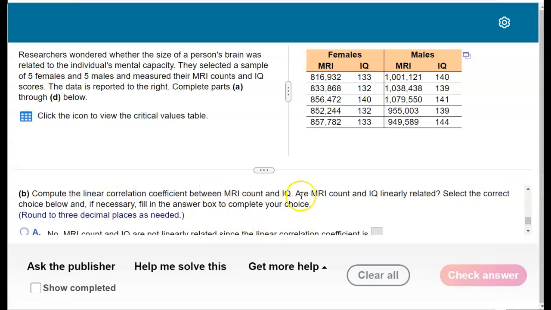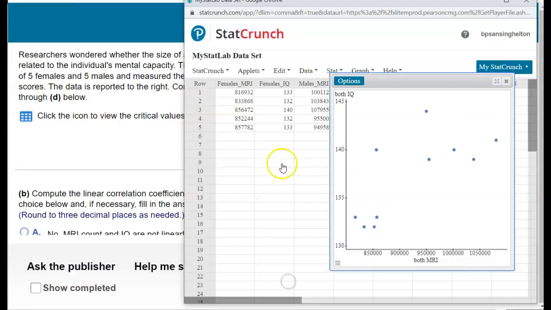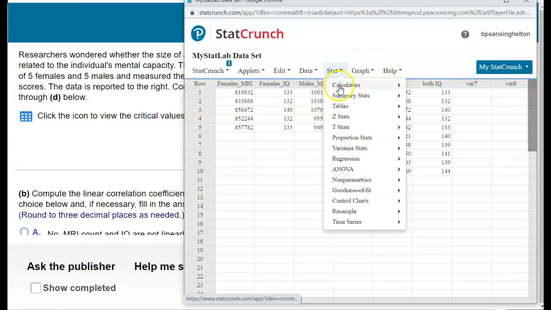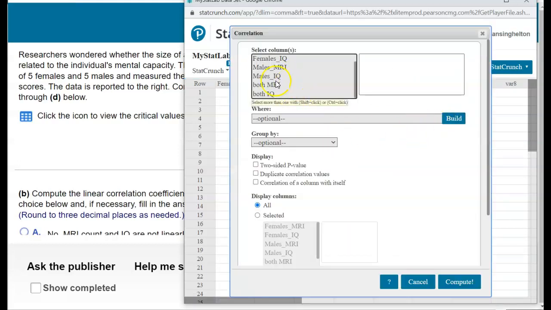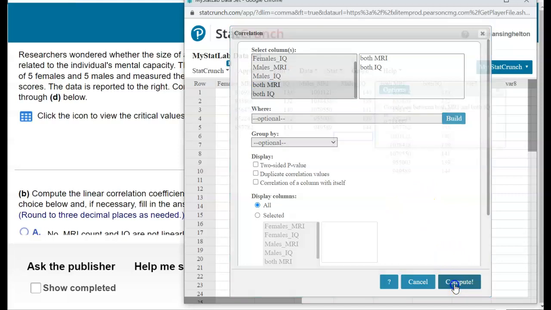Part B says compute the linear correlation coefficient between MRI count and IQ. And we're trying to figure out if they are linearly related. So you have to actually use a different calculator in StatCrunch to do that. We need to go to Stat, Summary Stats, Correlation. So we're still doing both. The columns that we want to figure out the correlation coefficient for are the ones with both. And so we'll go ahead and say compute.